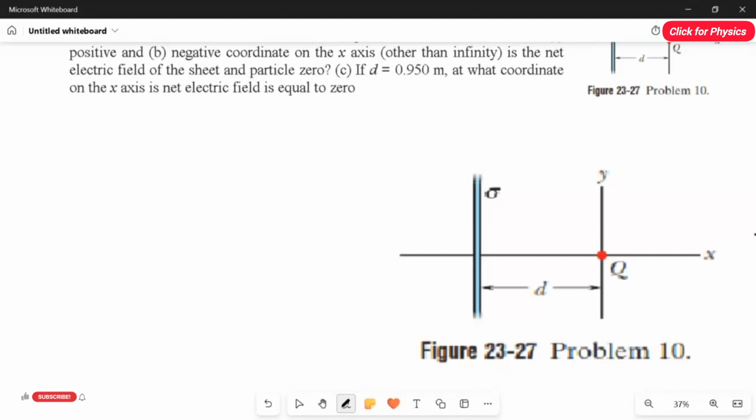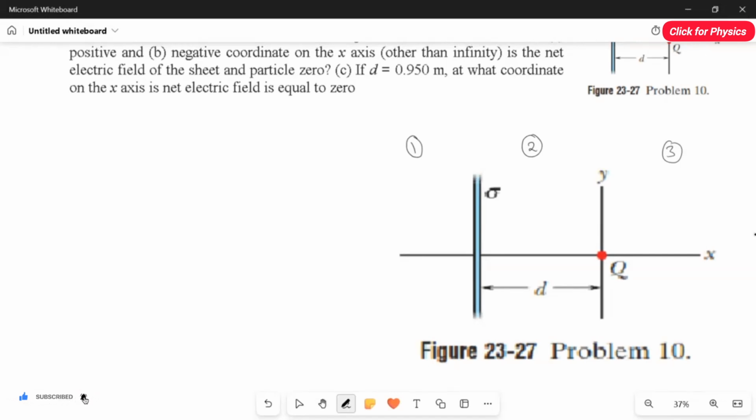We have three locations. Location 1 is next to the sheet, location 2 is between the sheet and the charge, and the third location is next to the charge. You can see this line is the x-axis, and we are going to fix a positive value as well as a negative value on this x coordinate, and find where the net electric field should be equal to 0. Clear? So first we have to identify the net electric field in location 1.